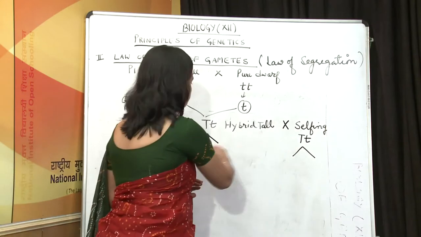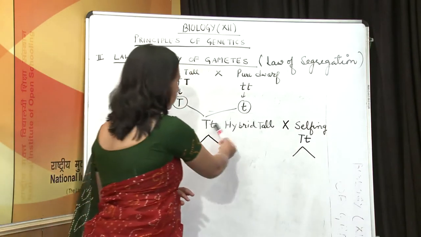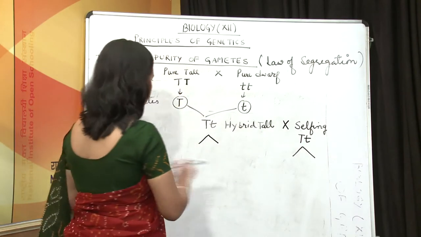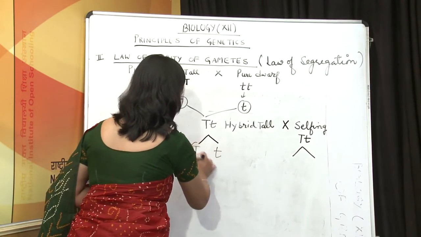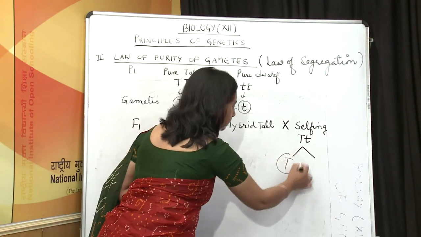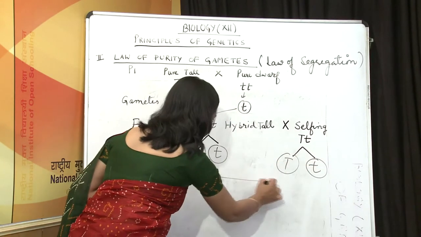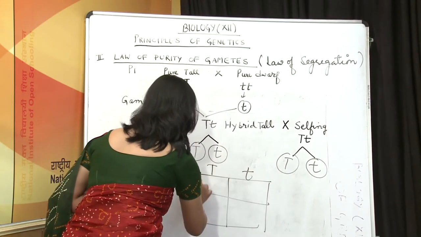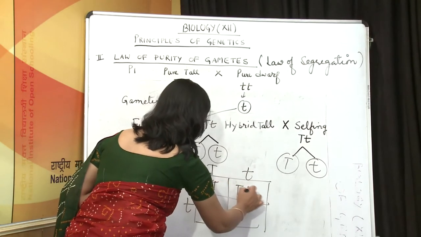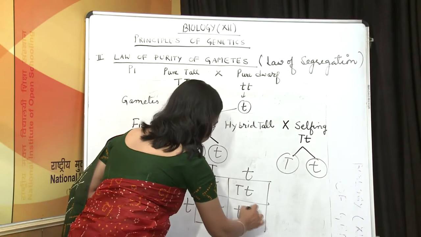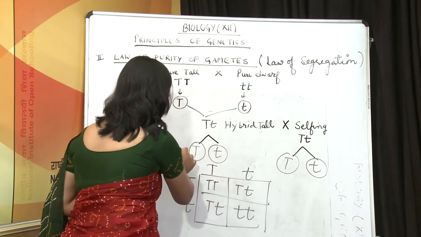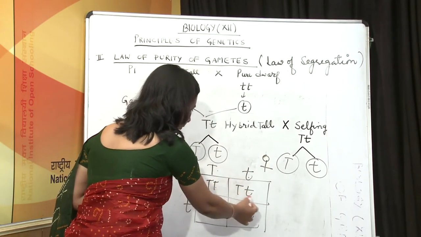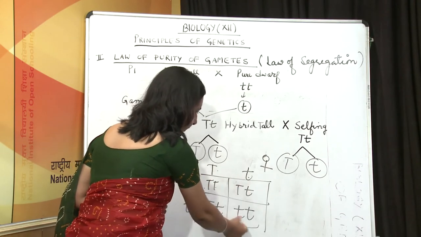In order to obtain the second generation, that is F2, we have to do self-pollination. And here, if we make the gametes to make the F2, these are the gametes. When we make this Punnett square, we have to simply mix the gametes. Suppose these are male gametes and these are female gametes. So capital T, capital T, small t, capital T, small t, and small t, small t.